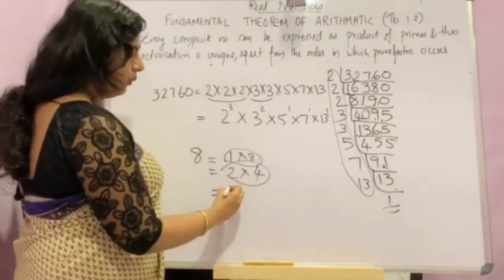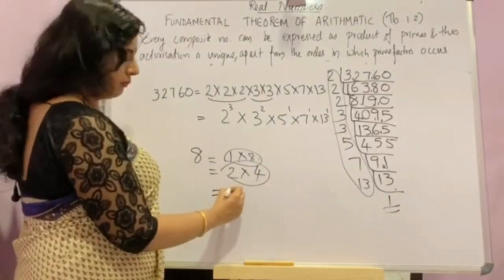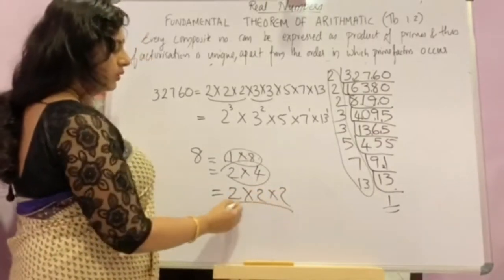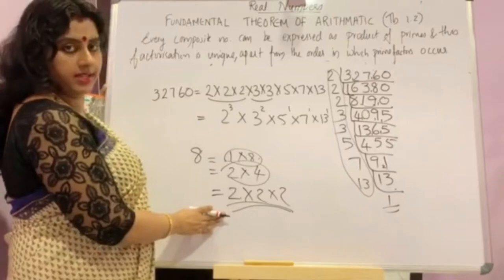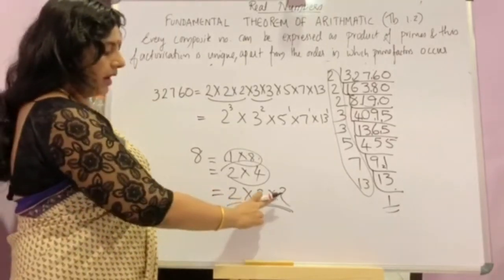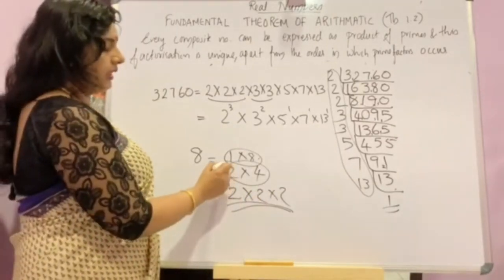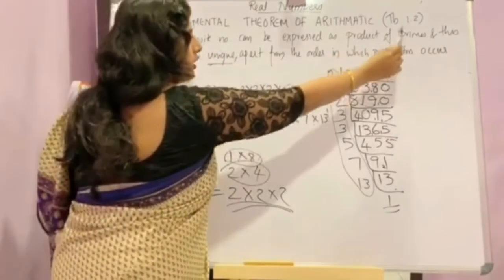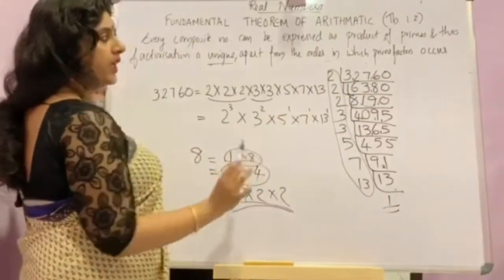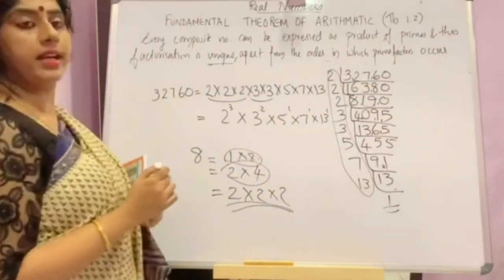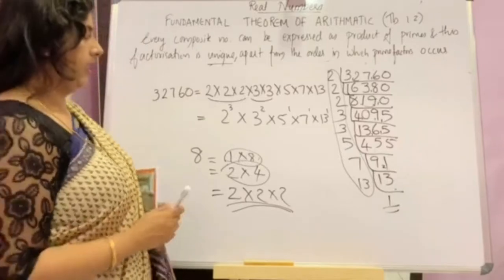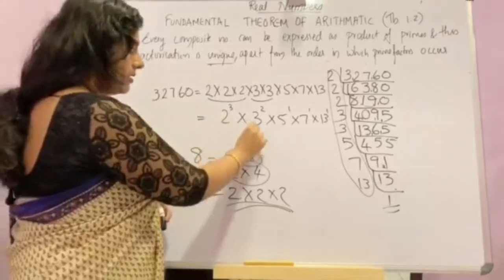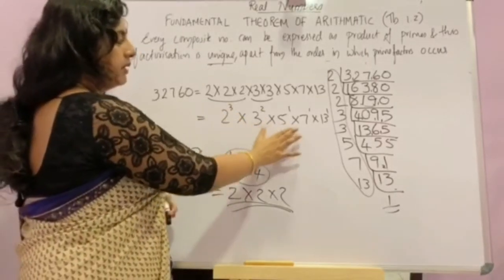Because how will the answer be when it is a product of primes? 8 is equal to 2 into 2 into 2. So this is the only answer we will get if we write it in prime factorization form. That is the term mentioned here, unique, because it is a product of primes. So this is a unique answer apart from the order in which prime factors occur. That is, the order may change, but the powers of the prime numbers are the same.